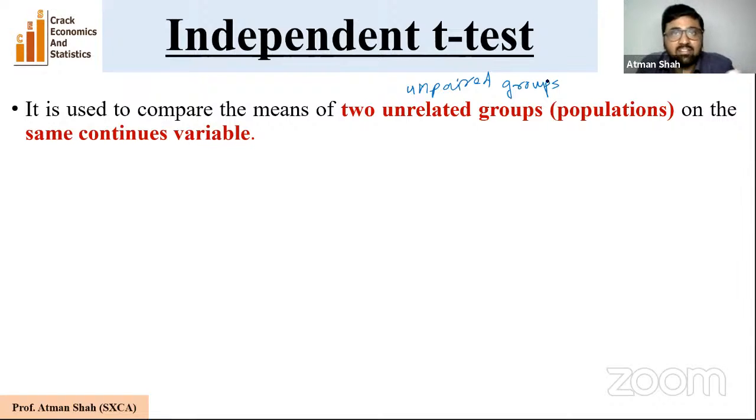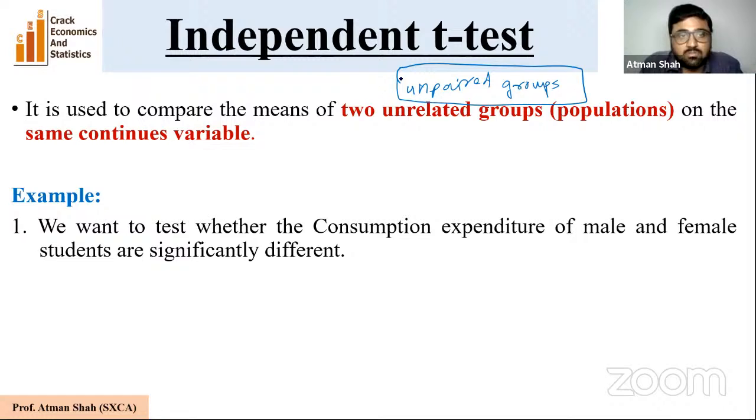On the other hand, we have independent t-test. Here also we have two groups, but these two groups are completely independent of each other. And that is why they are unpaired groups. You cannot make a pair. Let's take this example. Suppose we want to test whether the consumption expenditure of male and female students are significantly different or not. So here we have a first group of male students and a second group of female students. So they are not associated with each other.